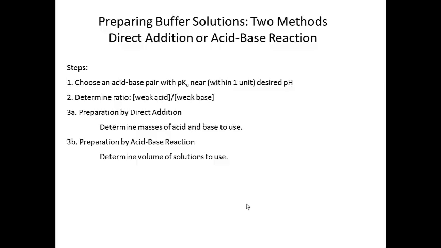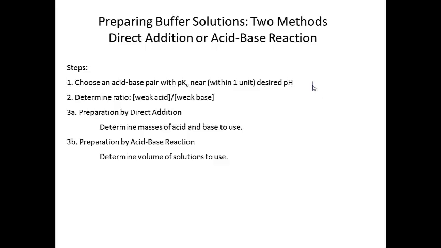The second way is to take either a weak base or a weak acid solution and add a strong base or acid to it to convert some but not all of the weak to its conjugate till you get the right ratio. So in order to do this, the process is the same for our first two steps, and then we change in how we go about it by our two different methods. So first thing, you need to choose an acid-base pair with a pKa near the desired pH.